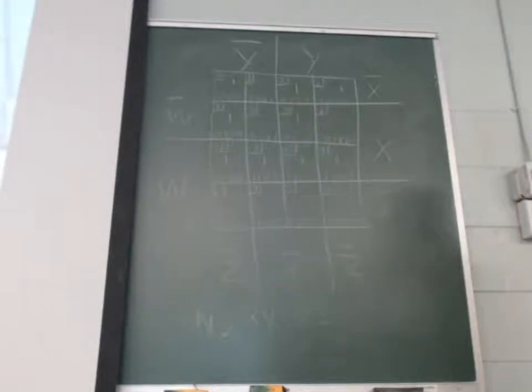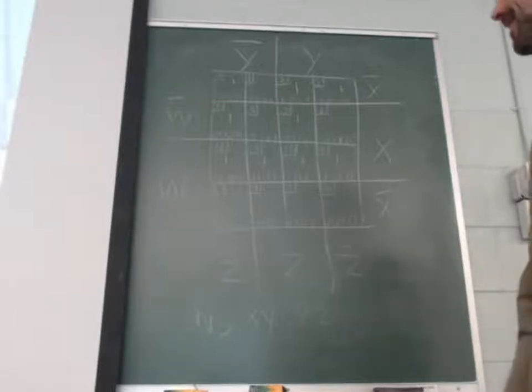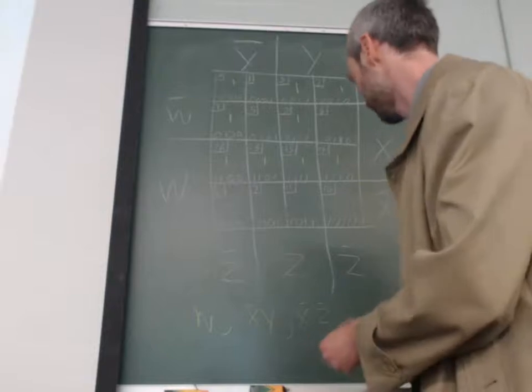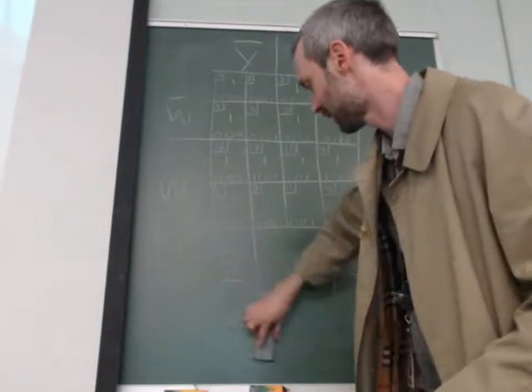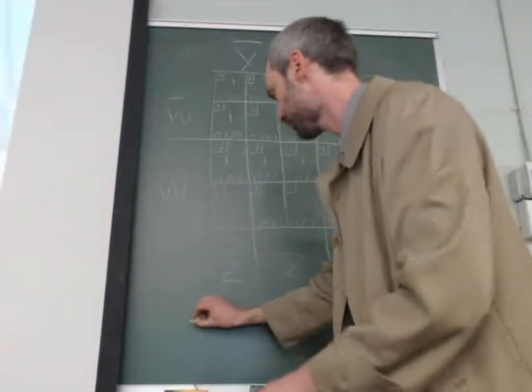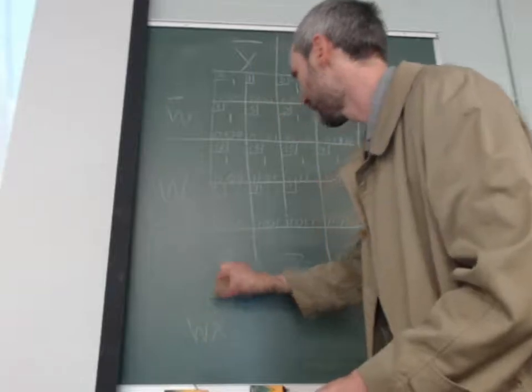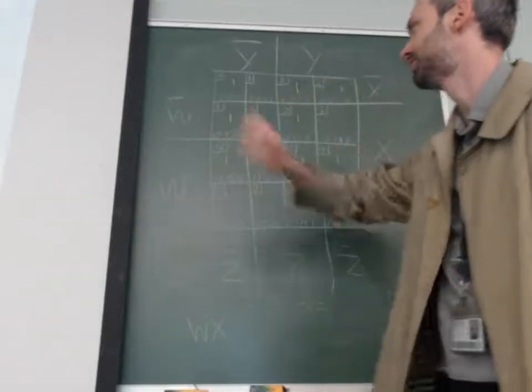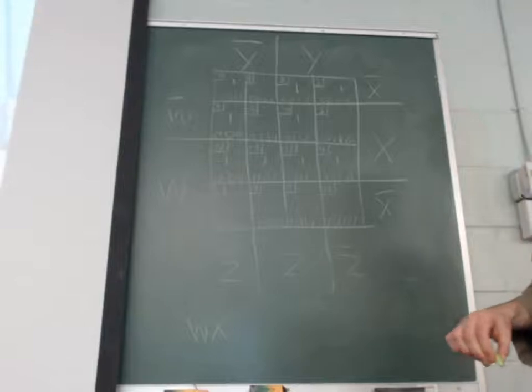Who's going first? WX. The whole row right there. Yeah, that whole row. So, let's see, erase this. That represents this right here. Good. Next.